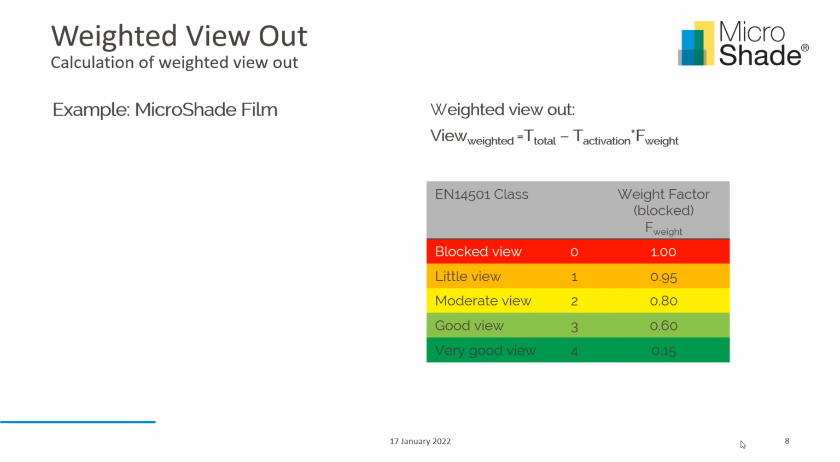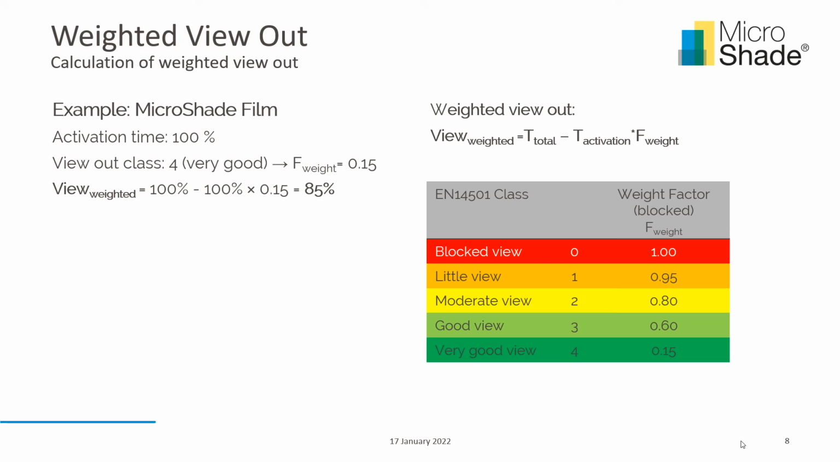I just want to give you an example here. If we take a microshade film and we look at the activation time, the microshade is a permanent shading, which means that it's activated 100% of the time. Microshade has a view out class of 4, which is a very good view out, and this gives us a weighting factor of 0.15. If we then use the formula to calculate the weighted view out, we get a weighted view out of 85%.